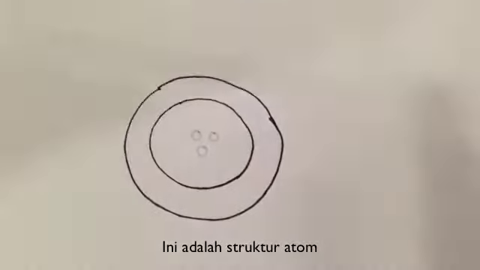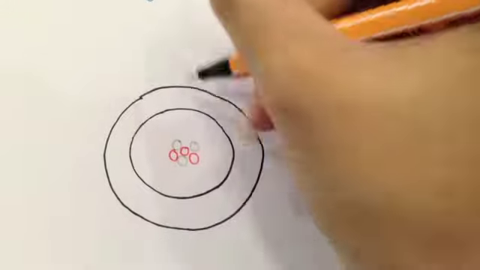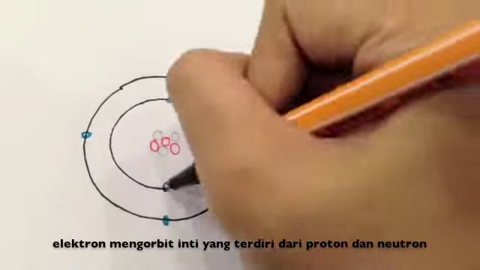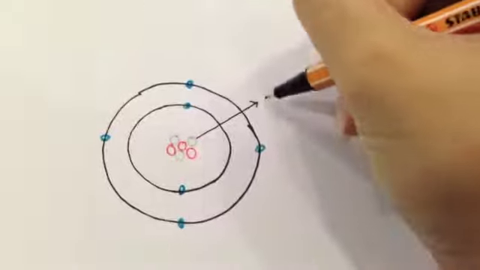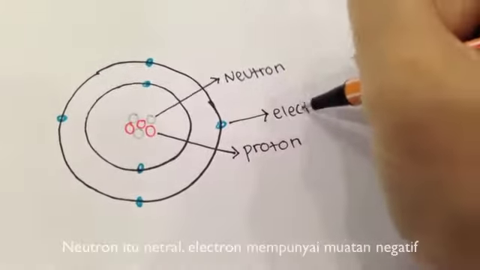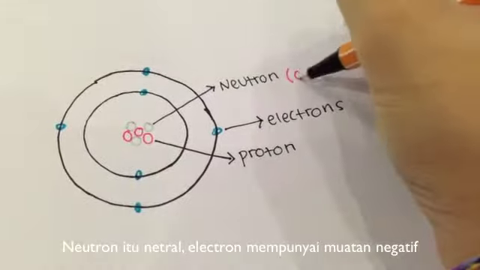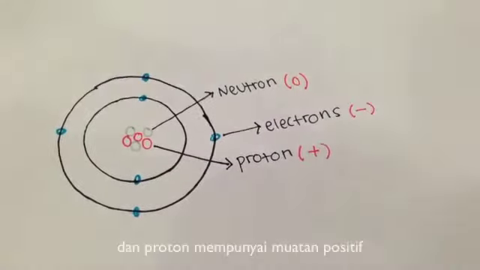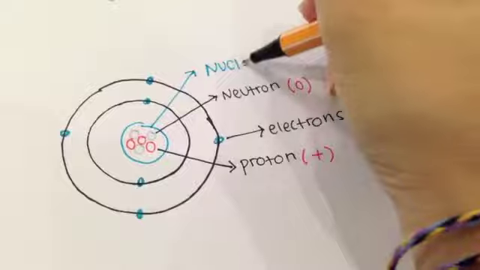Here is the structure of an atom. Electrons orbit the nucleus, which is made up of protons and neutrons. Neutrons are neutral. Electrons have a negative charge, and protons have a positive charge.